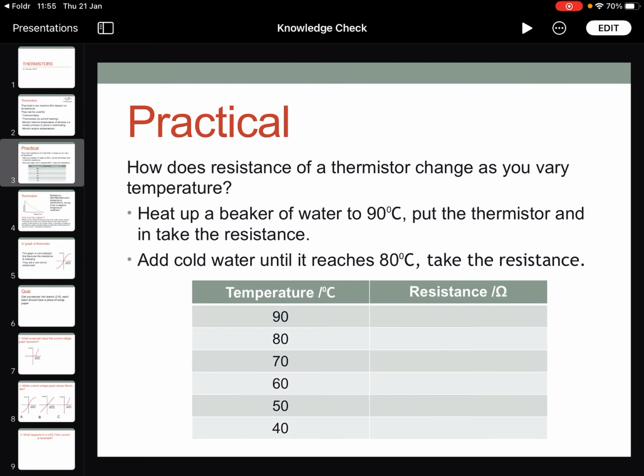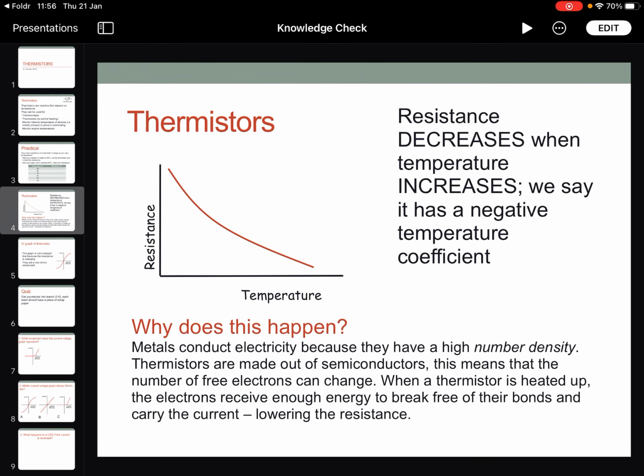So, the practical we would have done is that you would have had a beaker of water with a thermistor inside that we were taking the resistance of, and you would have heated it up to 90 degrees and then let it cool down, taking the resistance at different temperatures. It works really well, this practical, which is why I will make sure you get to do it, because your results turn out really nicely. So here's a graph of roughly what it would look like.